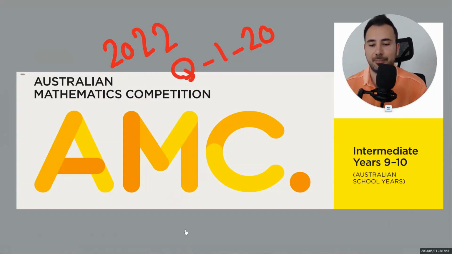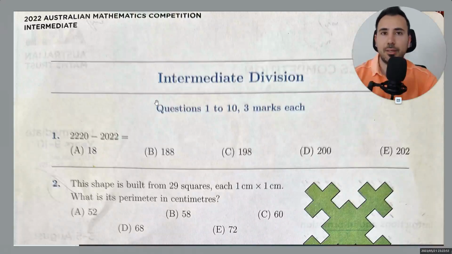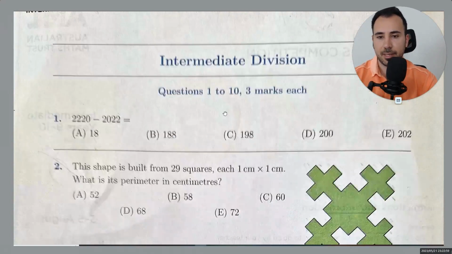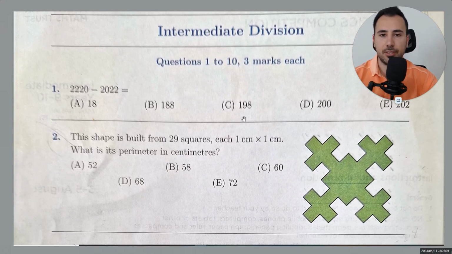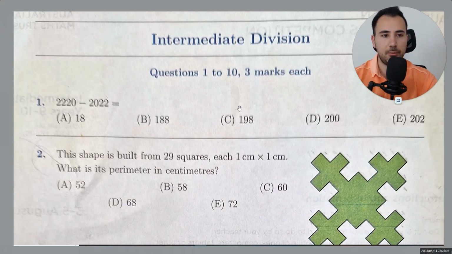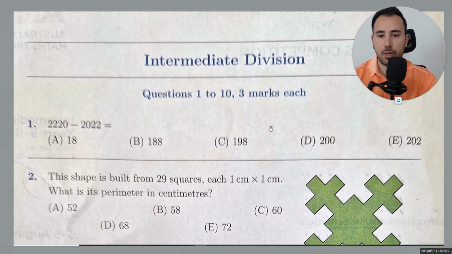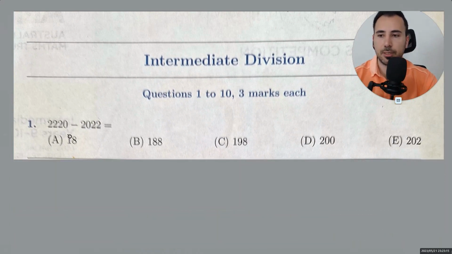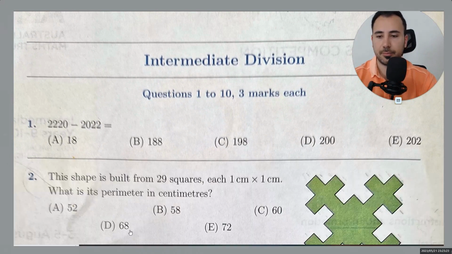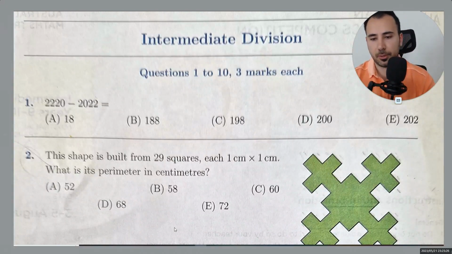Now, let's start. As you see, the quality of the questions is not that great, but I think it will do. The beginning questions are easier, so we will do them more quickly. Question 1 is very easy. 2,220 minus 2022 is going to be 198. So it's going to be C.